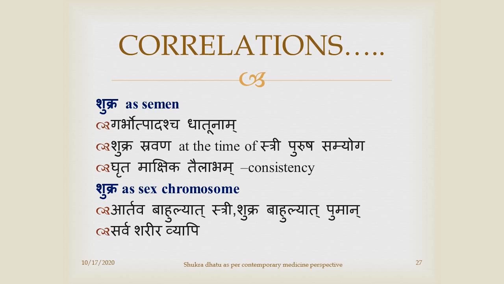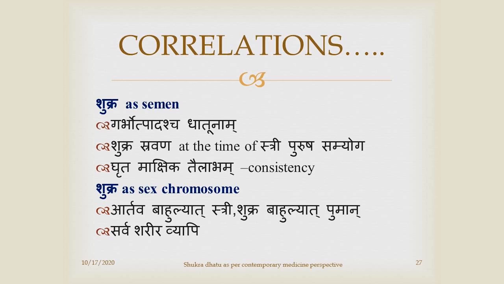And it is said that the consistency of Shukradhatu is Kridamakshika Tailabham or Taila Kshaudra Nibham. That is the consistency of Krida, Makshika and Taila. Immediately after ejaculation, the semen will be clotted due to the conversion of fibrinogen to fibrin and also by the clotting enzymes produced from the prostate gland. After 30 minutes of this clotting, it will again be lysed by the fibrinolysin from the prostate gland. So again the consistency of semen is changing. This may be the reason why Acharya has said Kridamakshika Tailabham for the Shukra.